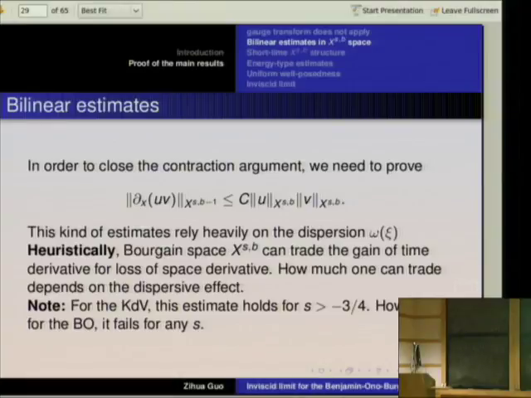Oh no! But for the BO, this is not true. Okay. But this inequality is for the BO or for the other one? This is for the general machinery. What I would like in this method, we need to prove. But this bilinear estimate fails for any S for the BO equation because the dispersion is too weak. Okay. But for the KdV, this is true. For S can go to this power, right? So that's the main difference. This is a matter of the dispersive effect.